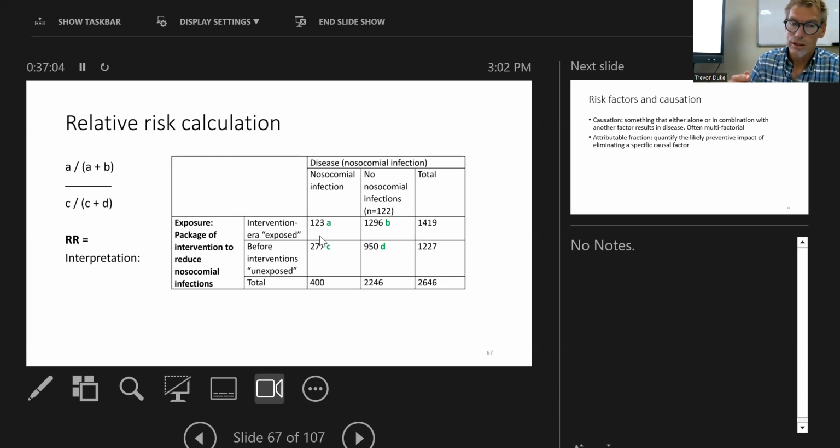So the risk ratio is the risk of having the disease, which is a nosocomial infection, if you were exposed to the intervention, compared with the risk of having the disease if you weren't exposed to the intervention. Does that make sense to you? Yeah, that's right. Okay. All right.